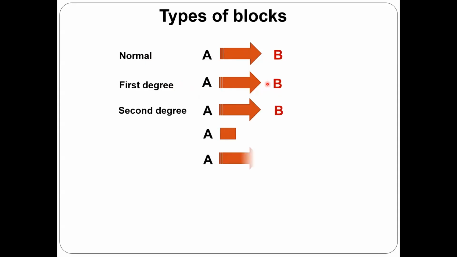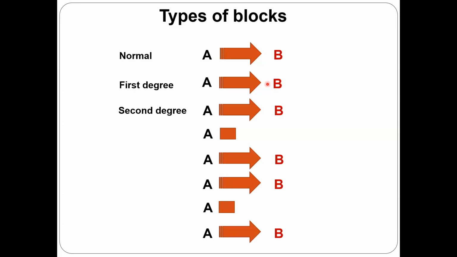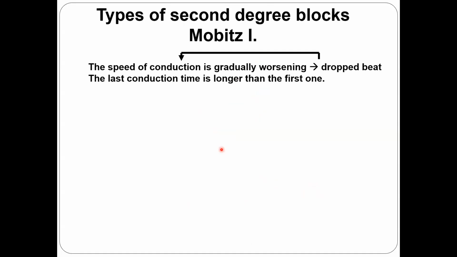What does the second degree block mean? It means there is a complete block where the impulse is not conducted from A to B. For example, the first is conducted normally, but the second one is not conducted. After some conduction, we have no conduction. This makes the heartbeat arrhythmic. This is the second degree. The second degree AV block has two different types, based on the severity or the location.